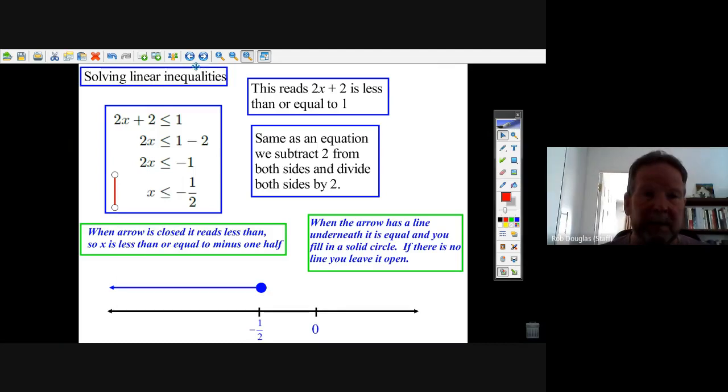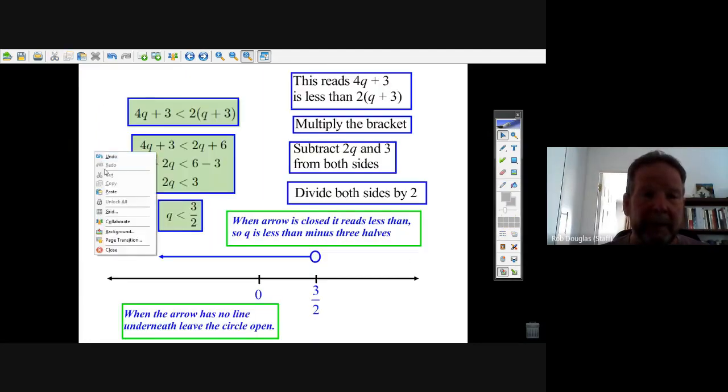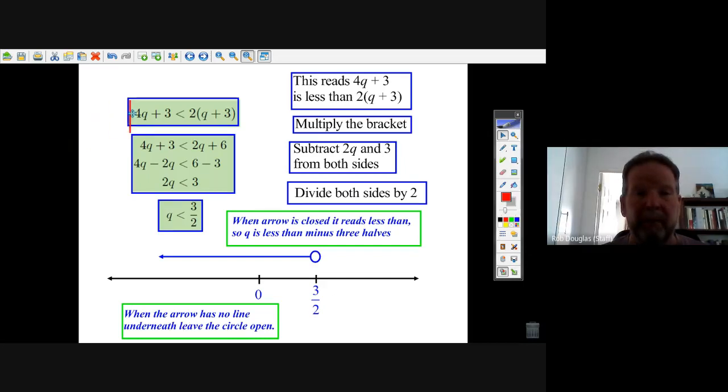Okay, so let's look at another one. Here we have 4q plus 3 is less than 2 times q plus 3. 4q plus 3 is less than, because it's closed, you see. Okay, multiply out the bracket. 2 times q is 2q. 2 times 3 is 6. Subtract 2q and subtract 3 from both sides.